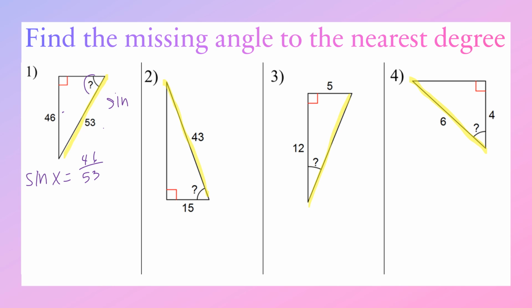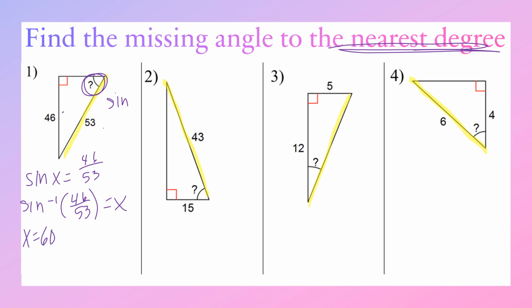Because we're trying to find an angle measure, we have to do the inverse. So you're going to put this in your calculator, and you're going to get your answer. Notice how the directions say to the nearest degree. You need to round to the nearest degree. When you put this in your calculator, you get x equals 60.21834, and it keeps on going. So because this number is a 2, you leave it as 60 degrees. You do not round up to 61.